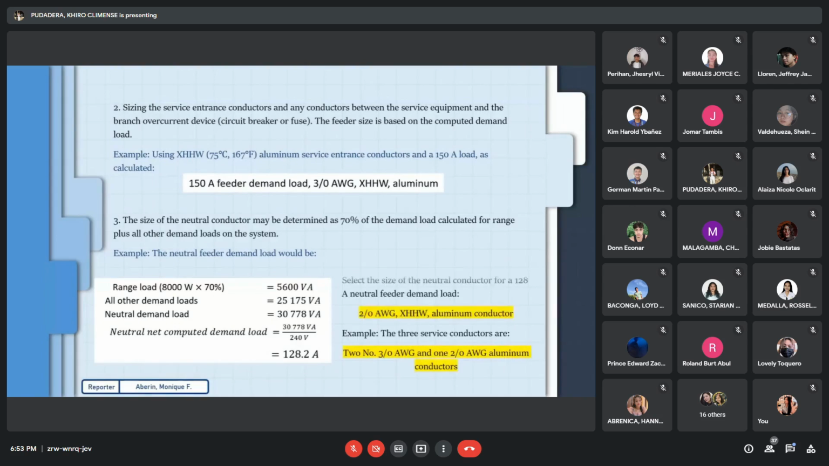Select the size of the neutral conductor for a 128A neutral feeder demand load: 2/0 AWG XHHW aluminum conductor. Example, the three service conductors are 2 number 3/0 AWG and 1 2/0 AWG aluminum conductors.